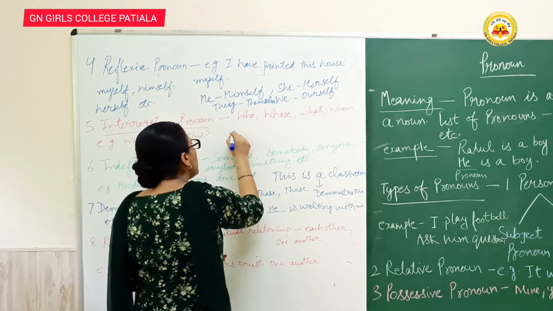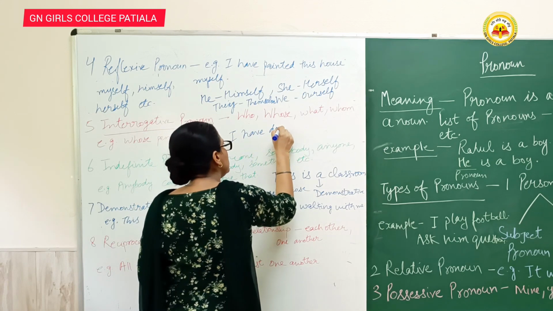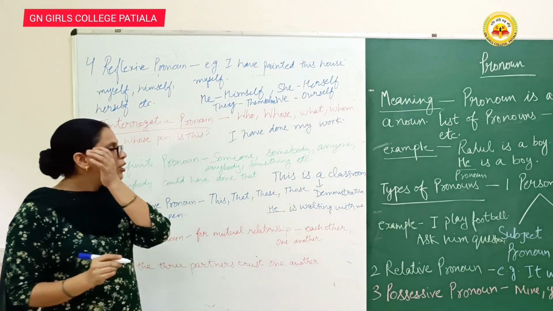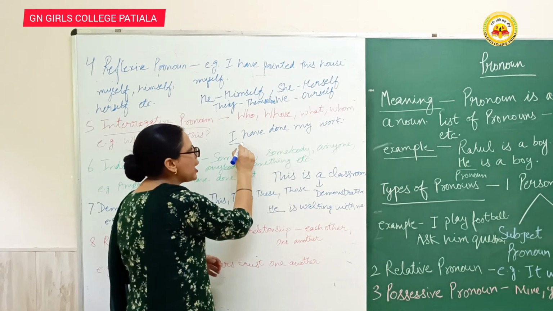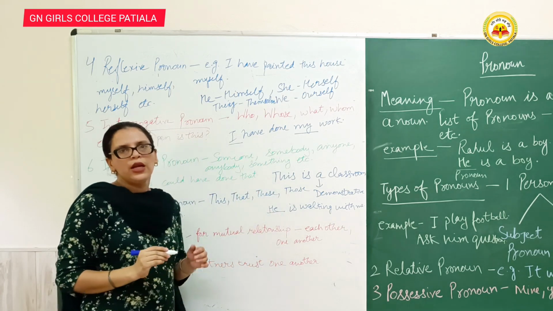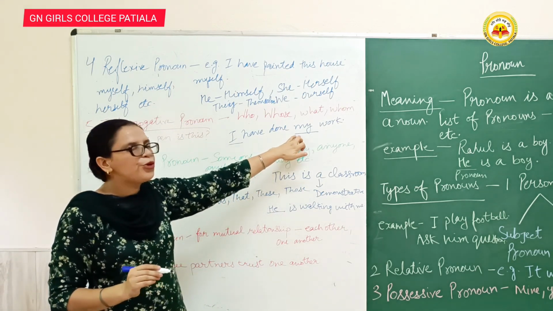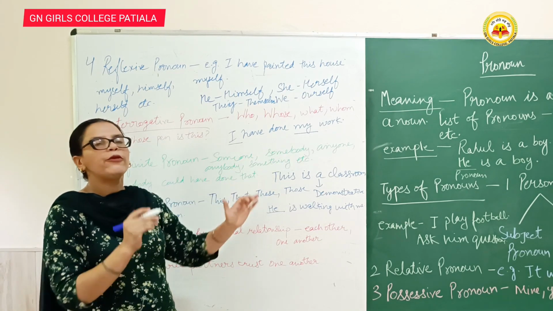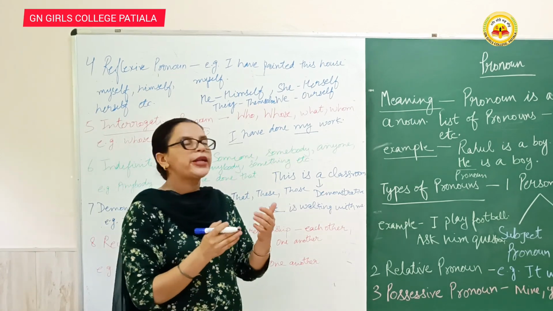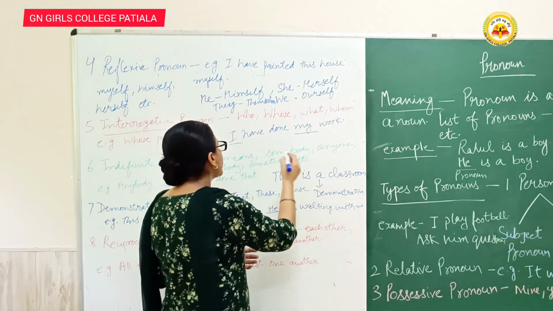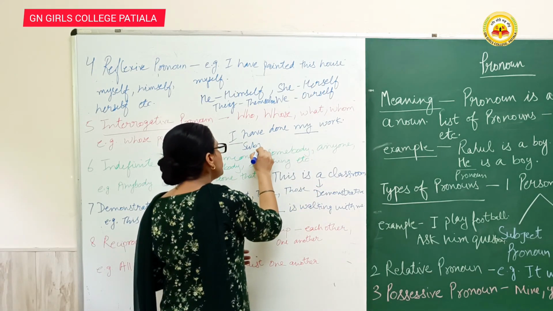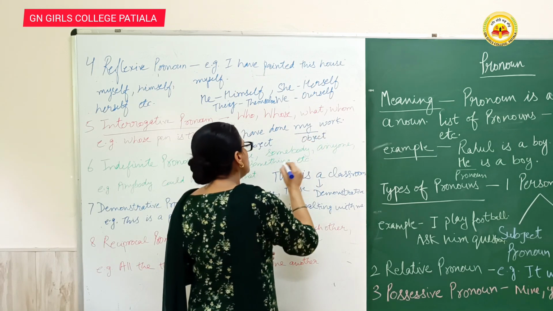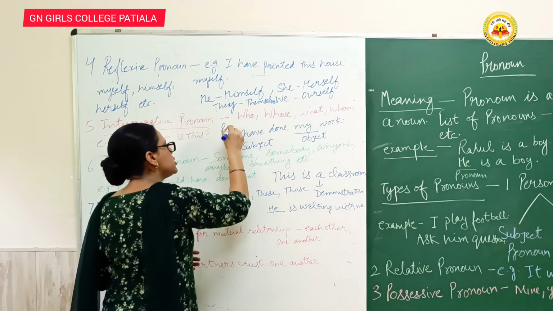Like here, I have done my work. Here, which is the first person? I and my. I and my are the first person. So this belongs to which type of pronoun? Personal pronoun. And from the personal pronoun, which type of pronoun? It is subject pronoun. This one is the subject pronoun and this one is object. So total this is called personal pronoun.